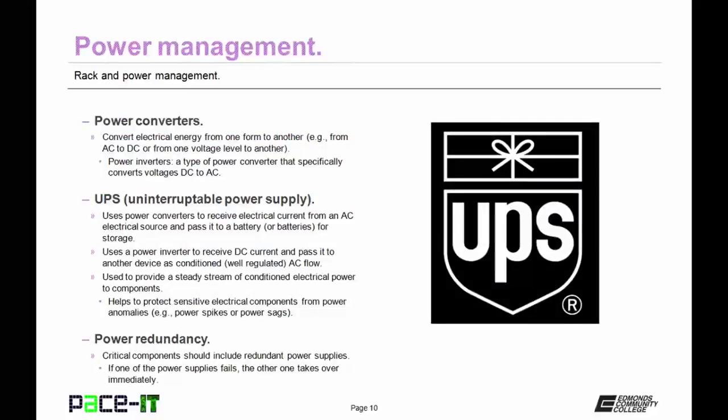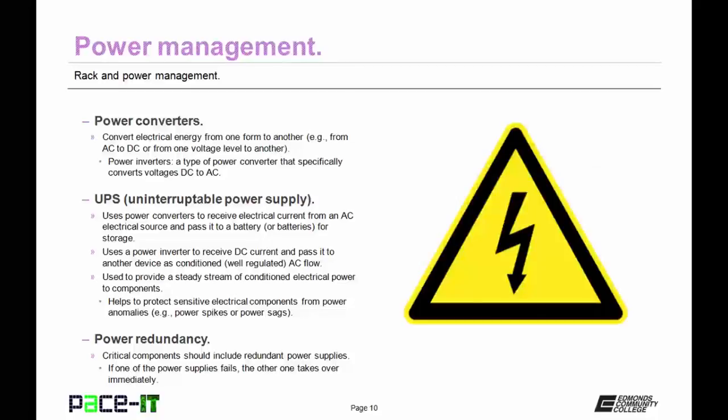Power converters convert electrical energy from one form to another, as in from AC to DC, or from one voltage level to another. On the other hand, power inverters are a type of power converter that specifically converts voltages from DC to AC. Then we have the uninterruptible power supply, the UPS.